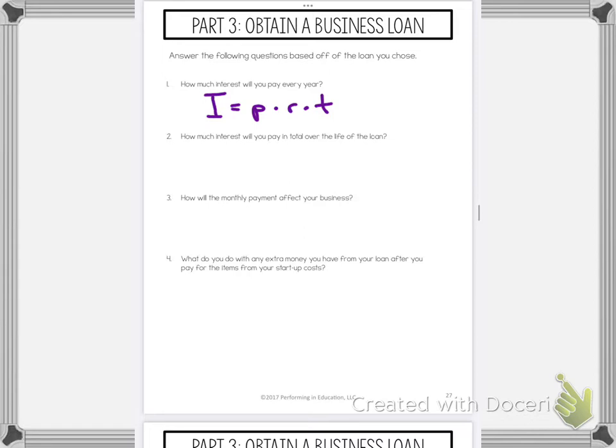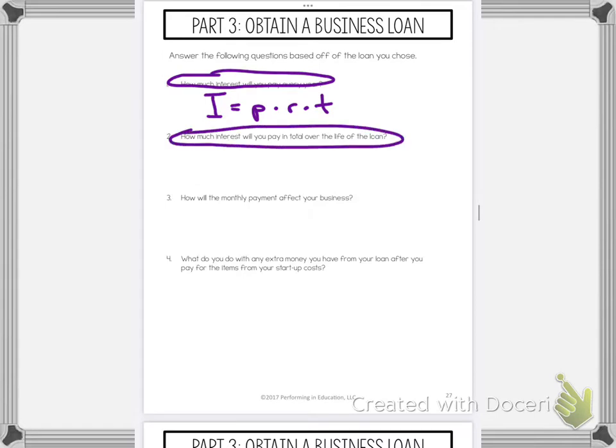Number 2 says, how much interest will you pay in total over the life of the loan? The first was per year, so I'll show you how to do that. This is the total over the entire life of the loan, not per year, maybe it's 5 years. So what would it be after the 5 years, after the 10 years, and so on? Number 3 says, how will the monthly payment affect your business?